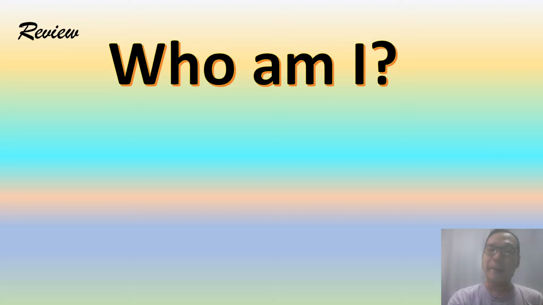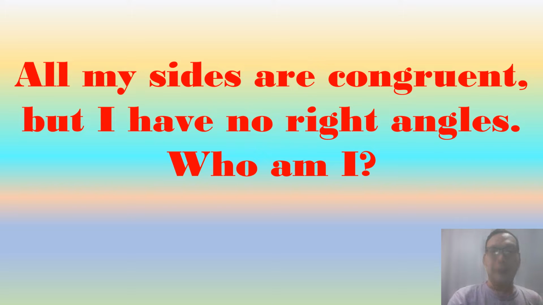Let us have a review of what you had during your previous grade level. So you learned the different kinds of shapes. So let us identify which shape is being described by the following statements or questions. This game is called Who Am I? Guess which shape is being described by the following set of sentences. First one, all my sides are congruent, but I have no right angles. Who am I? Very good, that is correct.